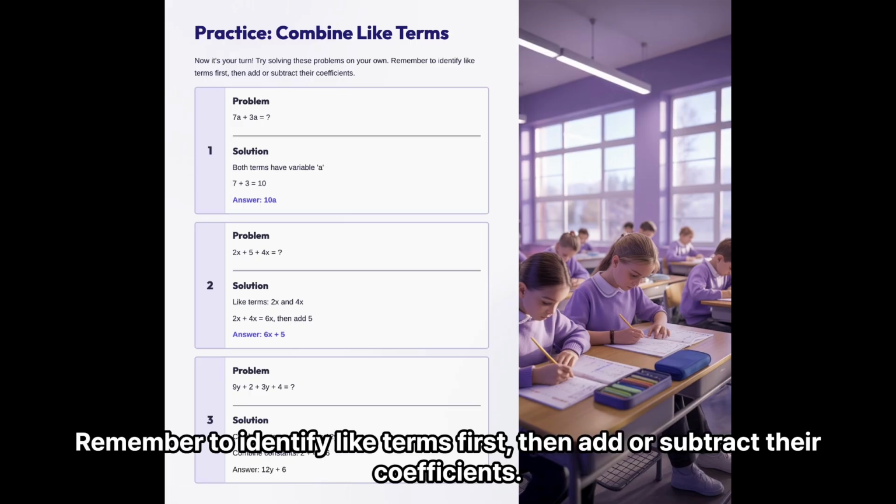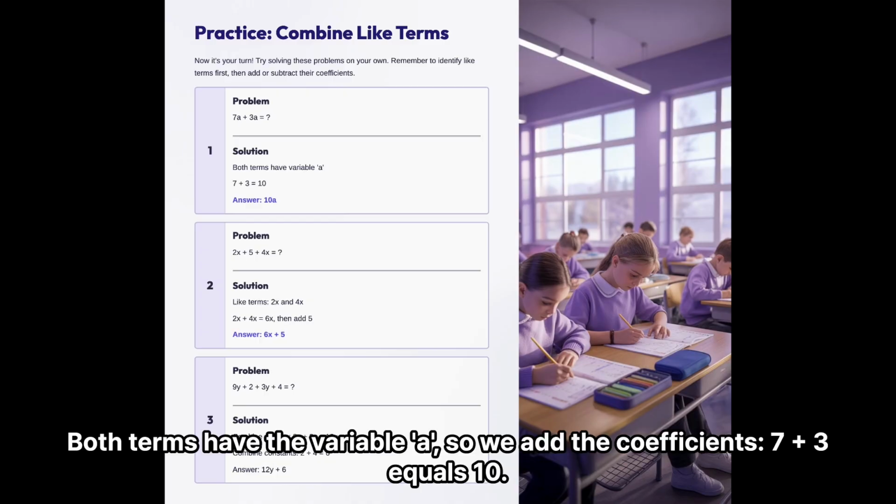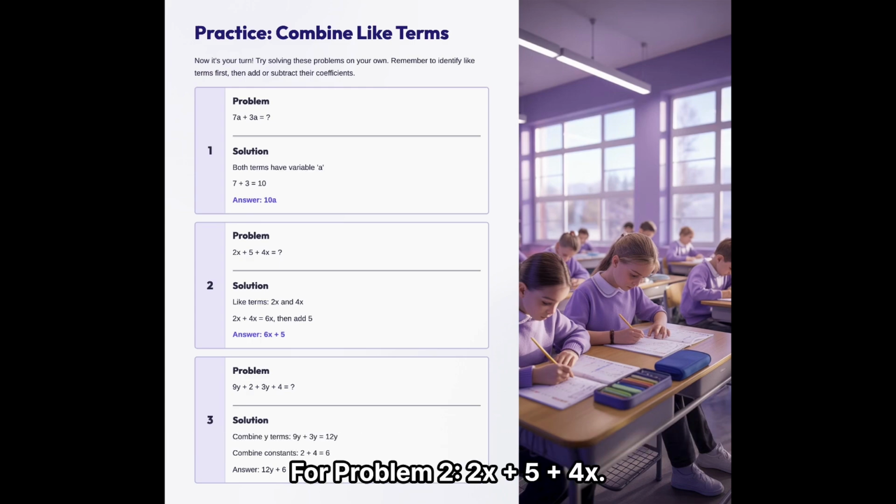Remember to identify like terms first, then add or subtract their coefficients. Let's look at problem 1. 7a plus 3a. Both terms have the variable a, so we add the coefficients. 7 plus 3 equals 10. The answer is 10a. For problem 2, 2x plus 5 plus 4x. Here, the like terms are 2x and 4x.